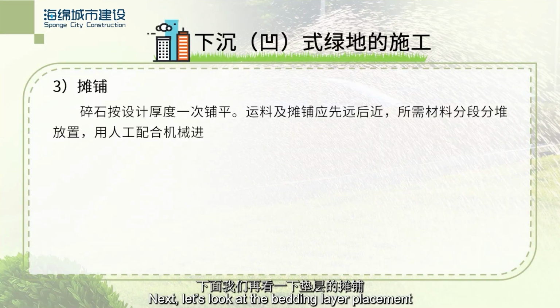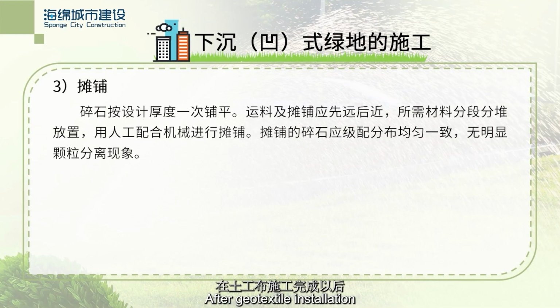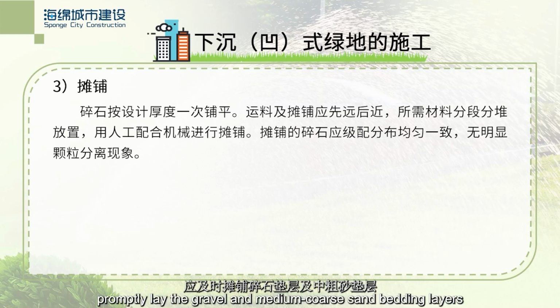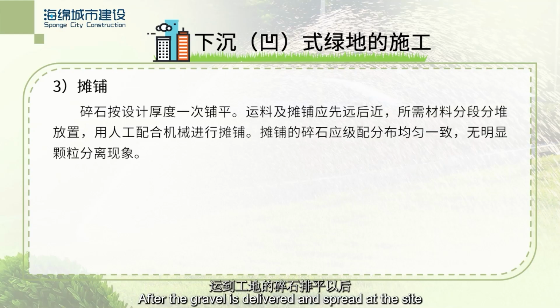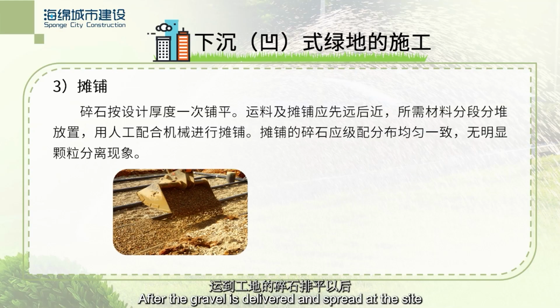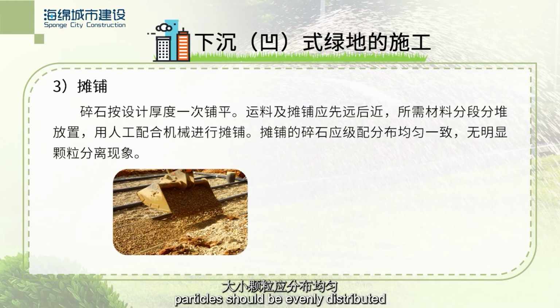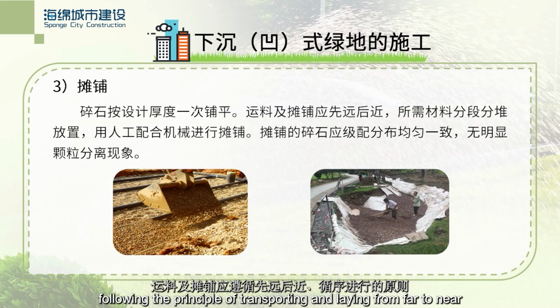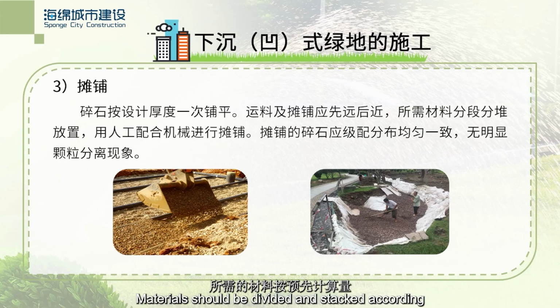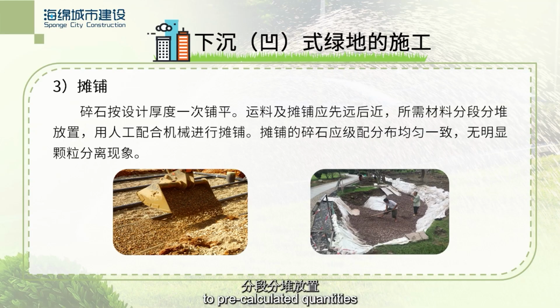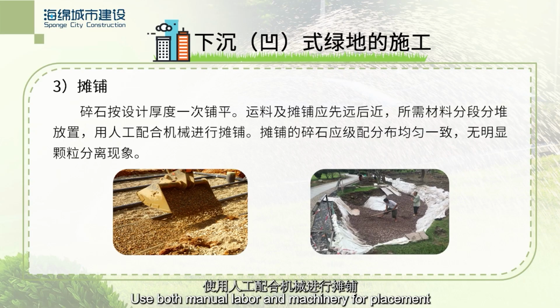Next, let's look at the bedding layer placement. After geotextile installation, promptly lay the gravel and medium coarse sand bedding layers. After the gravel is delivered and spread at the site, particles should be evenly distributed. Spread to the design thickness in one go, following the principle of transporting and laying from far to near. Material should be divided and stacked according to pre-calculated quantities. Use both manual labor and machinery for placement.